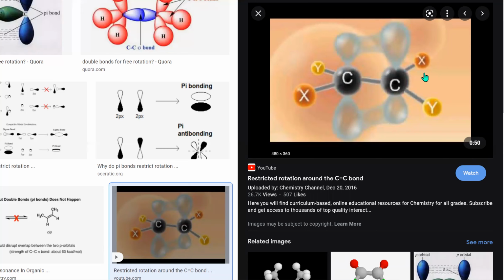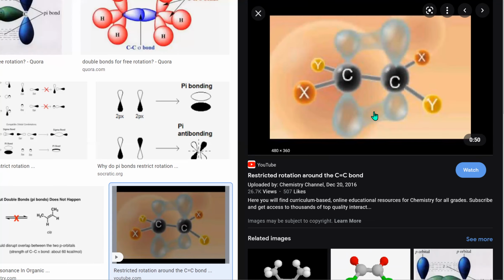That free rotation is not going to be possible because you can't twist the middle part now. The middle part is locked in place. If there was no pi bond, then rotation around this bond would have been possible, which in this case is no longer going to be possible.